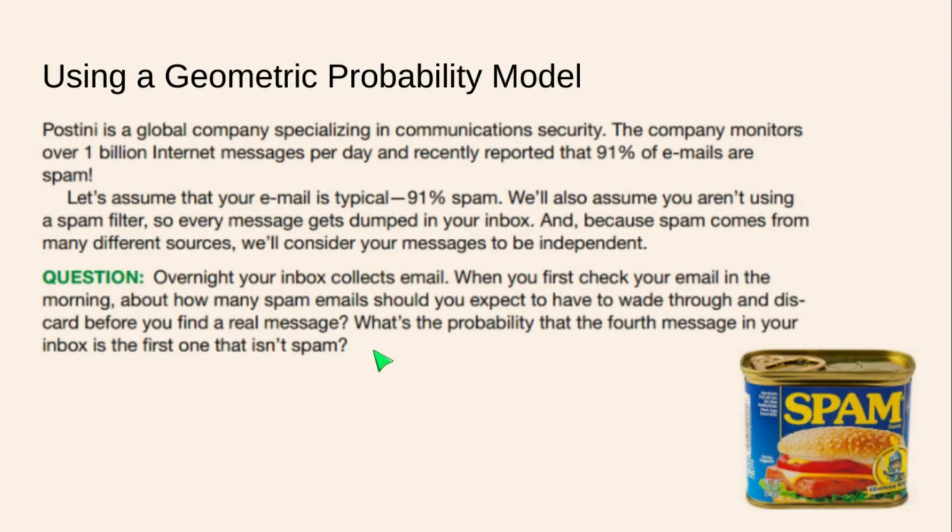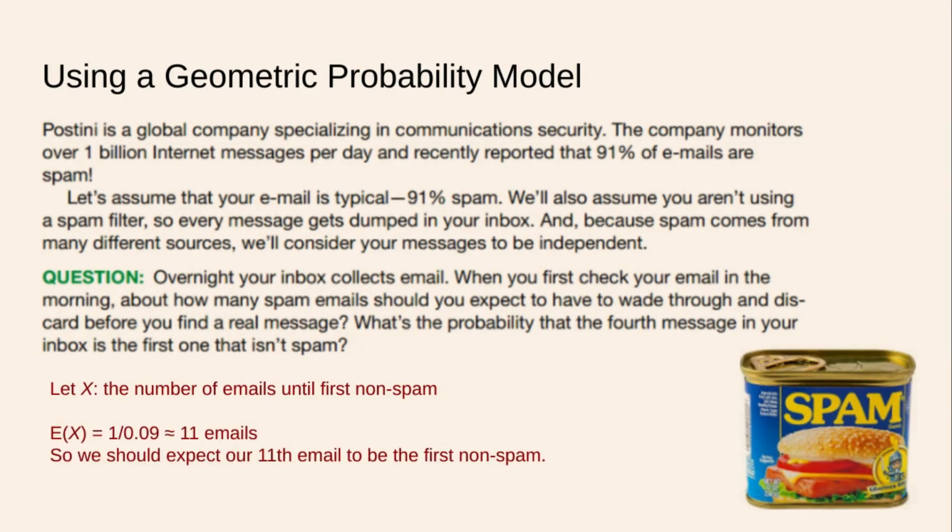Okay, so here's how we would do this problem. We want to identify a random variable. We're going to let x be the number of emails until the first non-spam. The expectation is going to be 1 divided by 0.09, and that turns out to be about 11 emails. We should expect our 11th email to be the first non-spam. So to answer the question, how many bad emails are we going to have to wade through?